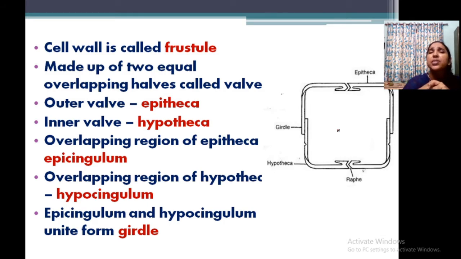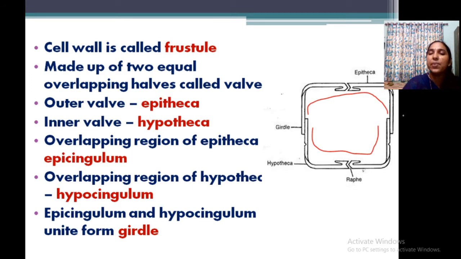There are so many terms coming under this group, and usually they are all asked in examinations. So the cell wall is called a frustule, and the frustule is made up of two equal halves that are called valves. A box-like structure with two equal halves. This is the first half and this is the second half, like a box. These halves are called valves. So there are an outer valve and an inner valve.